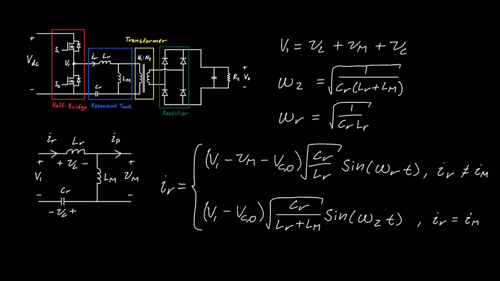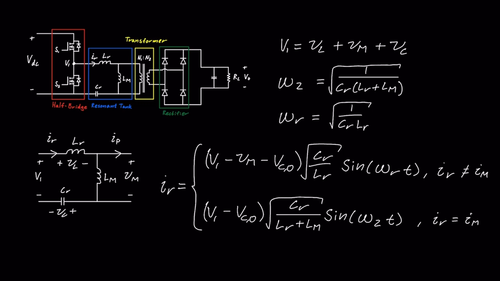So the current can now be written as one function where it's this one for when IR is not equal to IM, but when it's equal to IM, we get this function. So here we have omega 2, which is this one, and here we have omega r, which is this one.